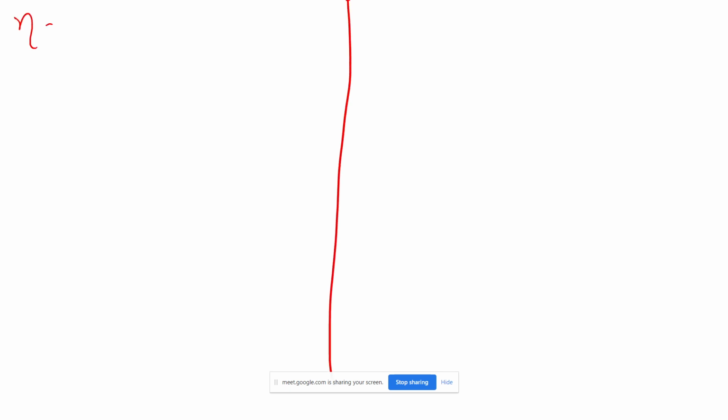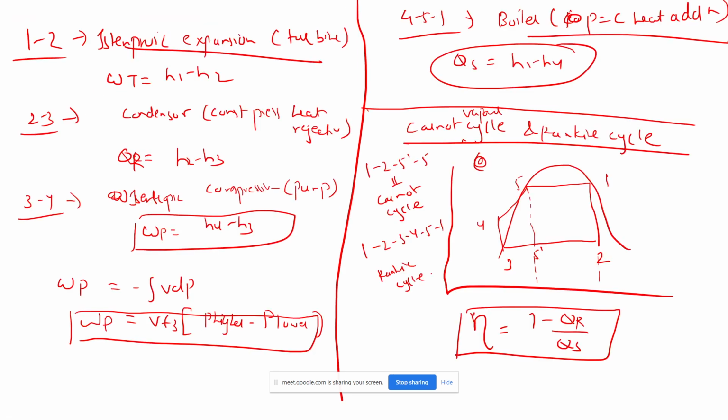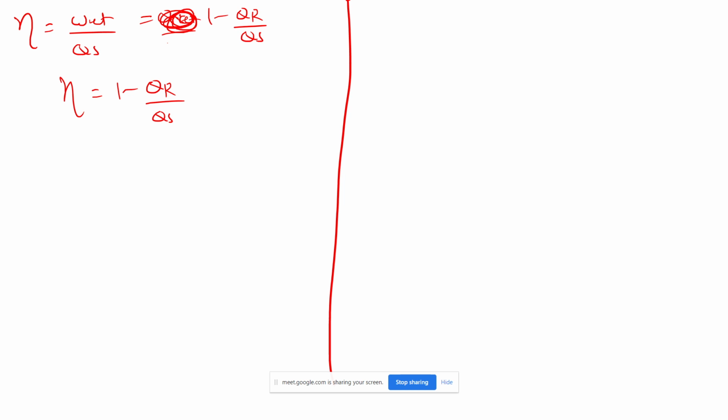There are many forms of writing. That is work net upon heat supplied, or we can write Q net upon Q supplied, or 1 minus Q rejected upon Q supplied. These are different forms by which we can represent the efficiency. So we are using this one, 1 minus Q rejected upon Q supplied. So how can we write Q rejected? We know that for entropy, del Q upon T. Can we write like this?